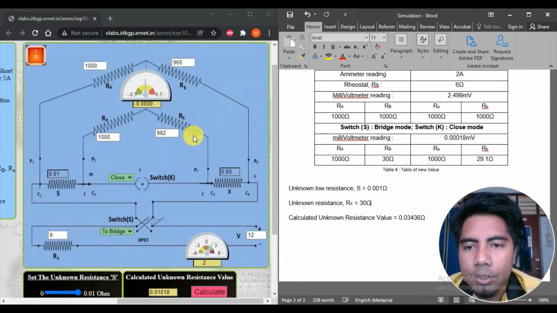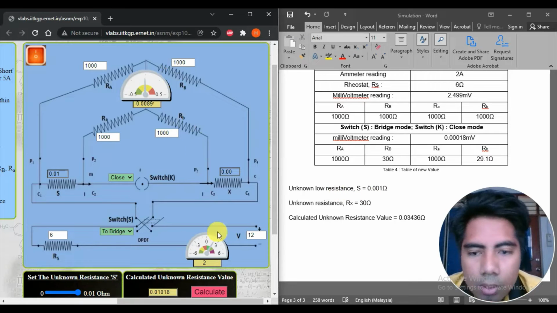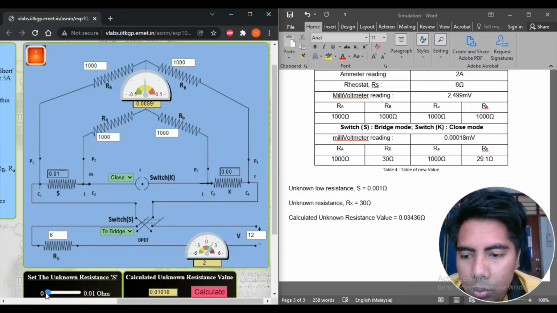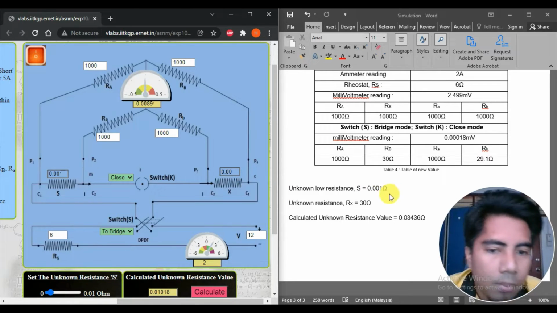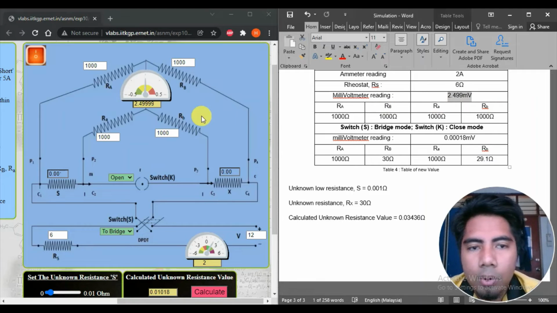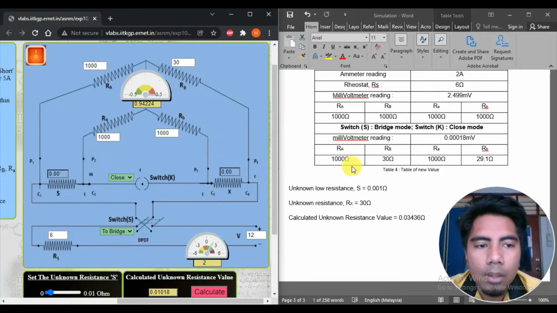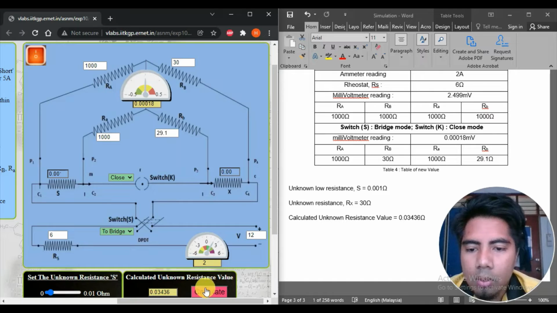Then if I change to the new value, the load resistance here I change from 0.01 ohm into 0.001 ohm. In this condition in open mode, I got 2.499 millivolt, and in closed mode condition, I change the RB into 30 ohm, and the other one is 29.1 ohm. Then the new value for unknown resistance is 0.03436 ohm, and the millivolt reading is also almost 0.00018.